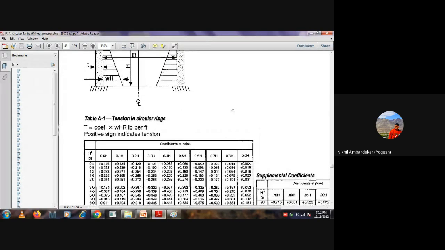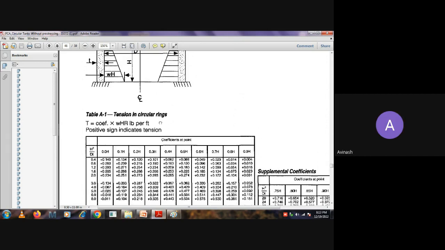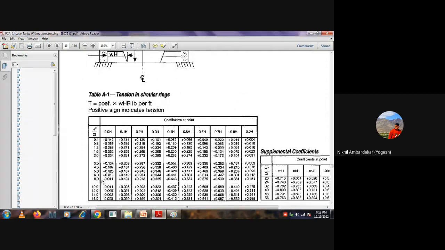We will get some coefficients. As I mentioned last time also, we always find out the maximum. Just try to get the maximum coefficient, because what is the formula for tension? Tension is equal to coefficient into WHR. WH means the water pressure, and R means the radius of the tank. So for 8, what is the maximum coefficient that we are getting?